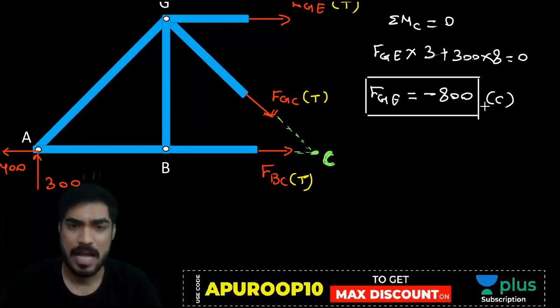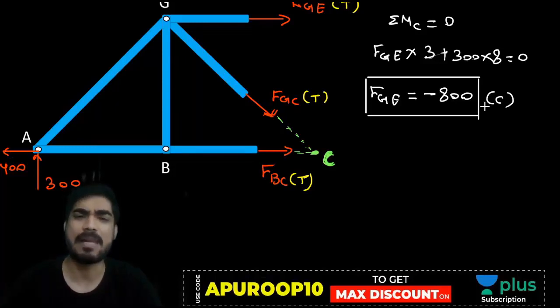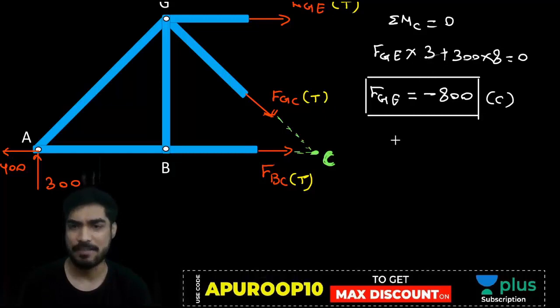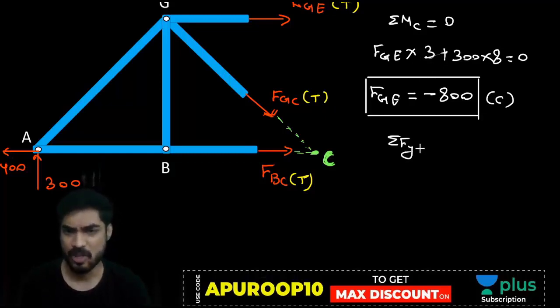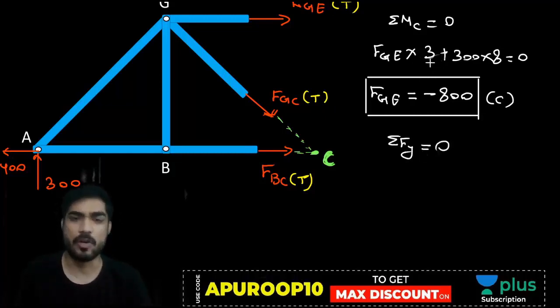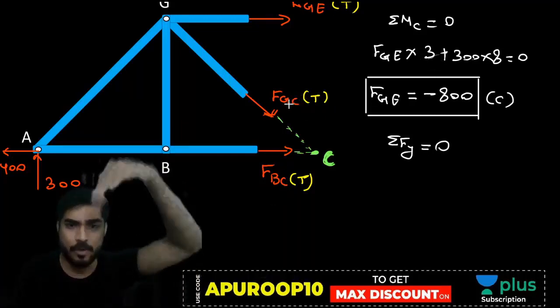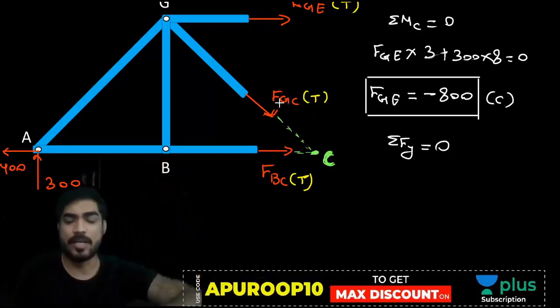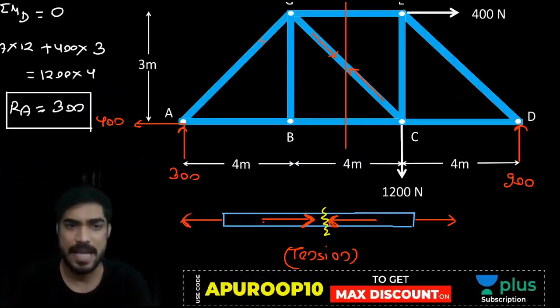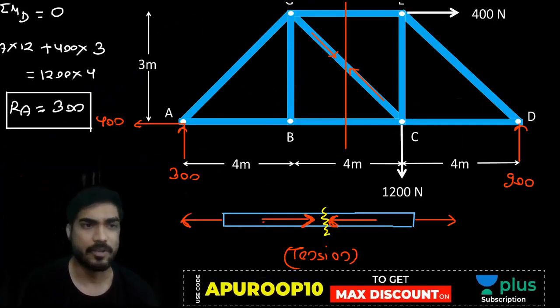Now I need to find FGC. So what will I do? Simple. I will apply summation of Fy equal to 0. In the vertical direction, you will not get GE and BC. You will only get the vertical component of GC. Now what is this angle, beta? Can you tell me this angle?